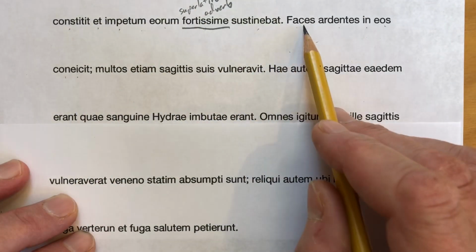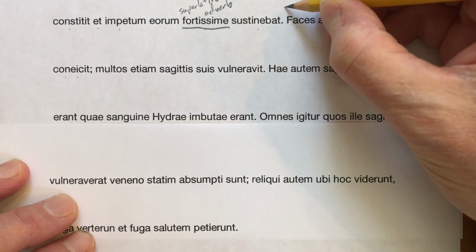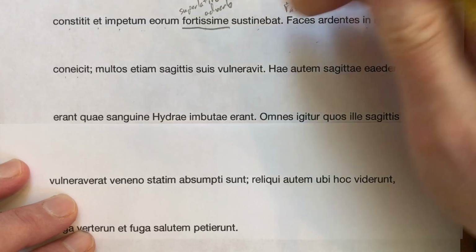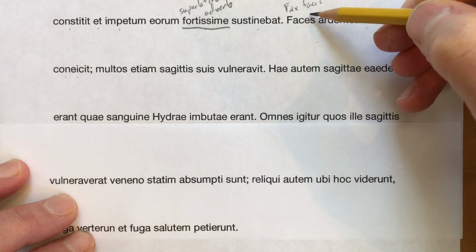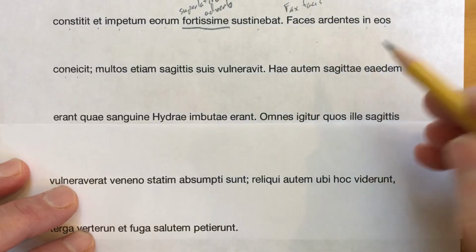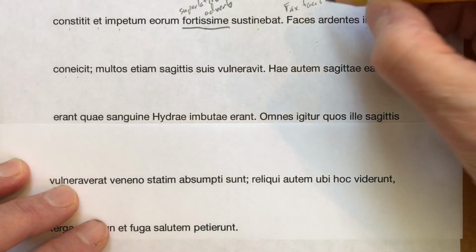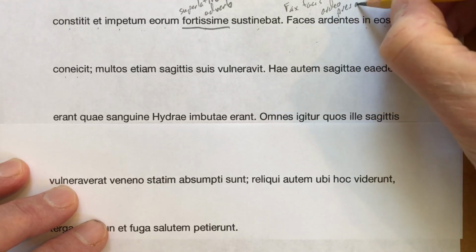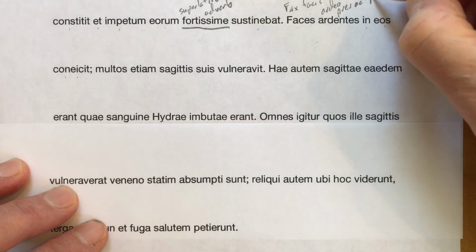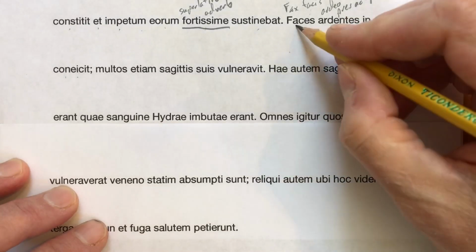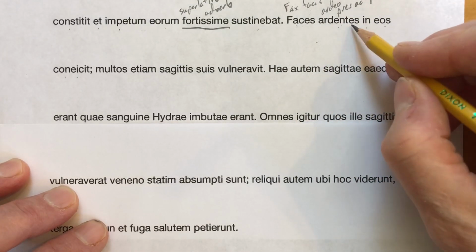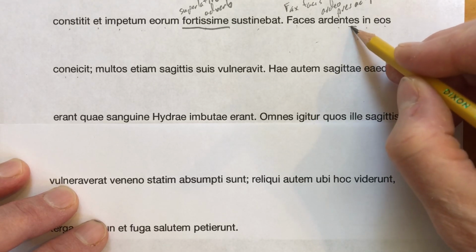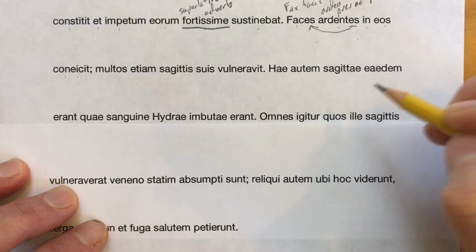The object is phaces. This comes from the word, I kind of love this word, phaces, firebrand. And that gives us the root of fascism, believe it or not. And this ardentes comes from ardeo, to burn. It's the present active participle, modifying phaces. The present active participle is a third declension adjective. So you can see the third declension ending there, modifying our phaces there.